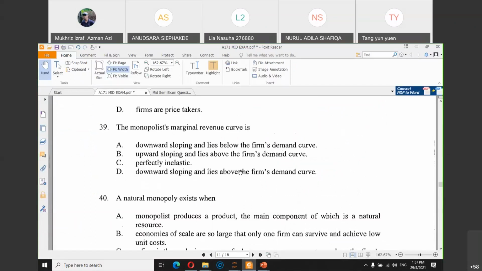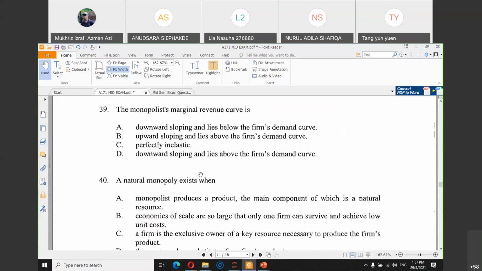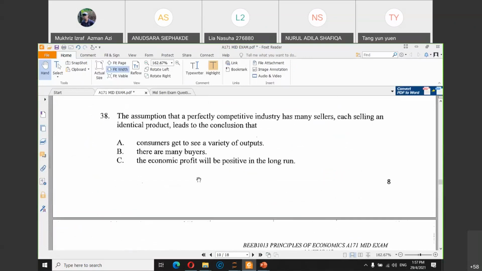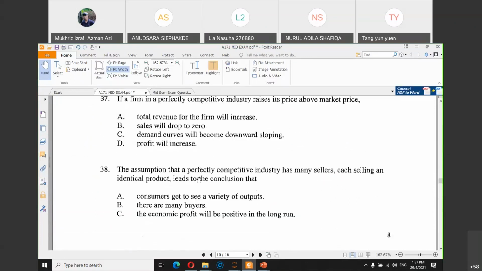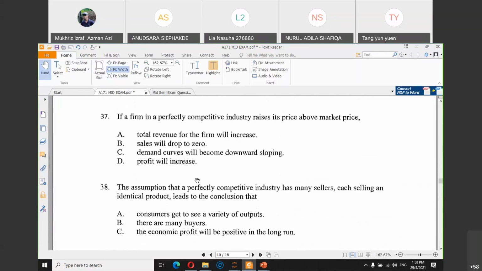One more thing is natural monopoly. In the beginning of the monopoly slide, we saw something on this. You can get more information from the book or from the web. You can Google what is natural monopoly. So we will do some questions from the past years, and then you can see how the question looks like on this topic of perfect competition and monopoly.